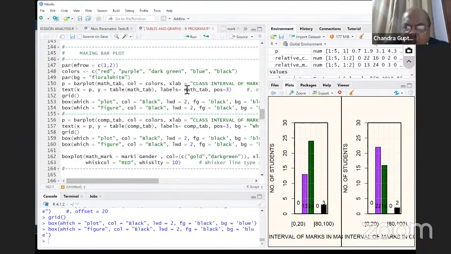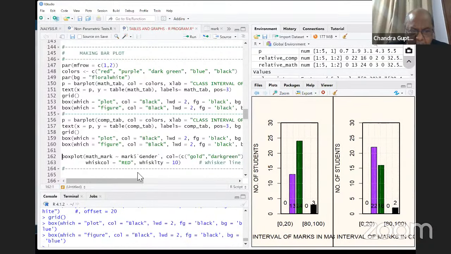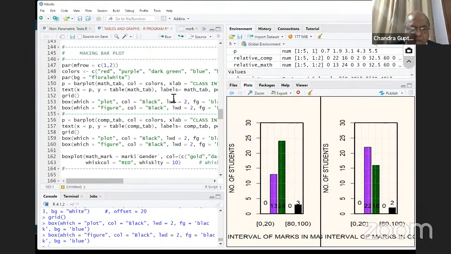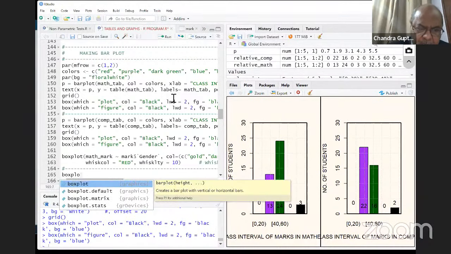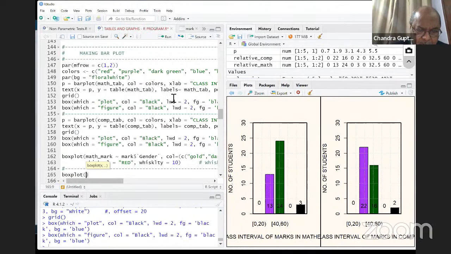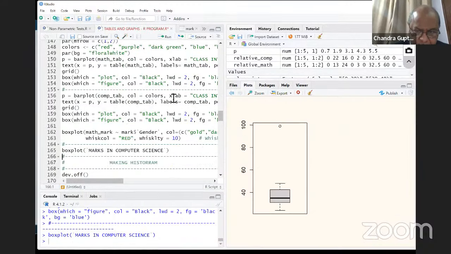To make a box plot, the command is simple, boxplot. So if I write here boxplot, marks, that is the box plot.